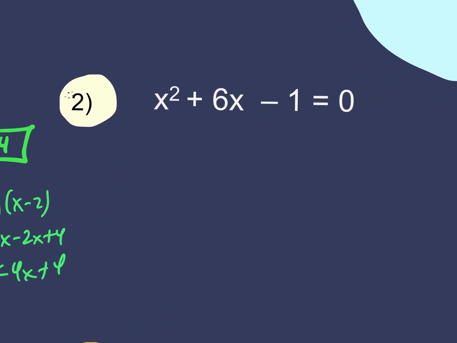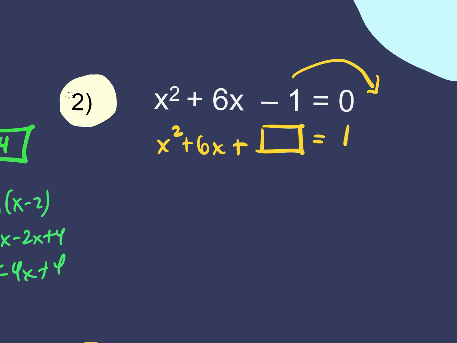First of all, is my a term, the number in front of x squared, is it 1? Yes. All right, so we're going to move our constant to the other side. So this is going to give me x squared plus 6x plus a what? A box. Equals, when I move 1 over, negative 1, it becomes 1, and then I'm going to add another box. Because remember, what you do to one side of the equation, you do to the other.